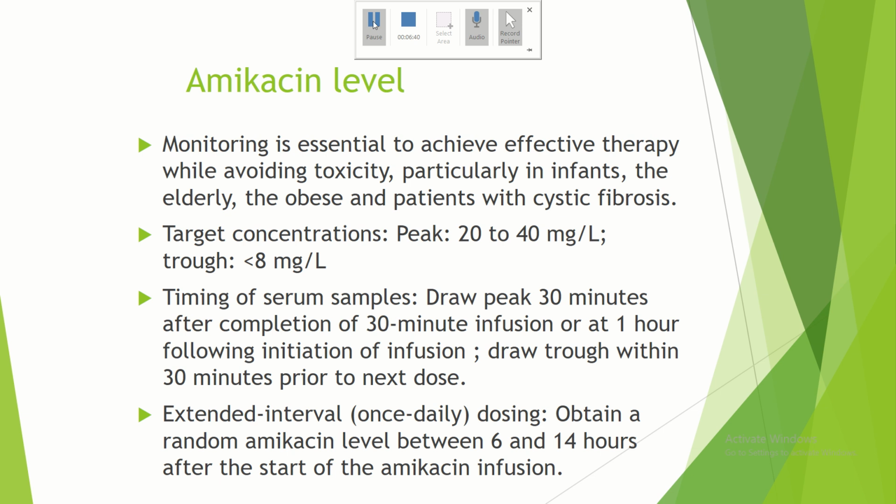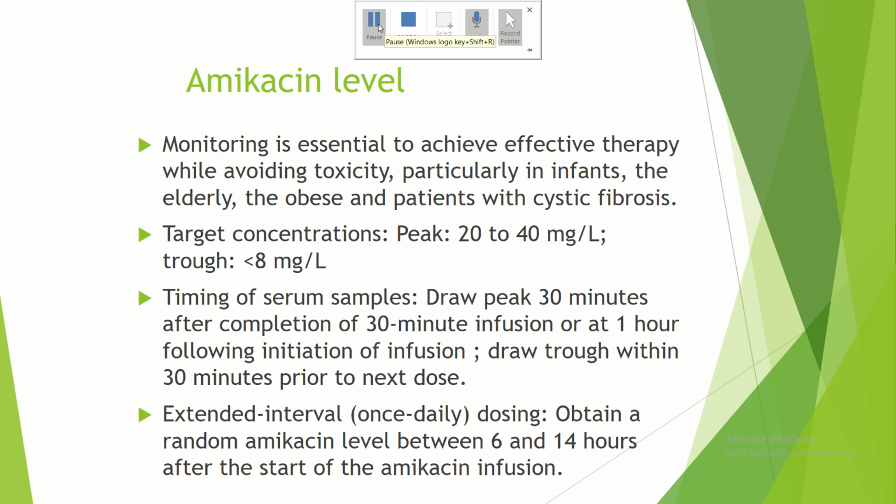The peak concentration is drawn 30 minutes after completion of a 30-minute infusion, or in other words, 1 hour after the initiation of the infusion. While the trough sample is drawn within 30 minutes prior to the next dose. For extended interval or once daily dosing, we obtain a random amikacin level between 6 and 40 hours after the start of the amikacin infusion.